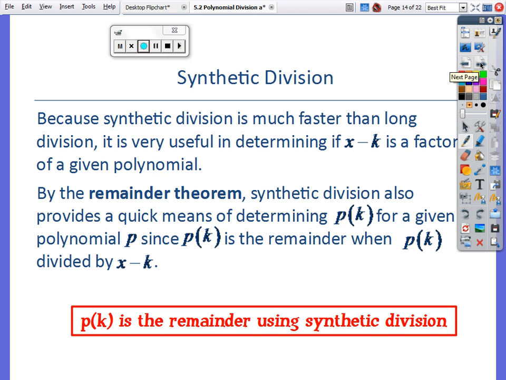Okay, let's move on. Because synthetic division is much faster, it's very useful to determine if something is a factor. So in other words, if I want to know if something's a factor, we can either use the remainder theorem, which is just plugging in our k, and then that will help us determine whether or not the remainder is 0, because that's going to tell us if it's a factor. Or you can simply use synthetic division because it's so fast. Sometimes it's faster than plugging and chugging. And so that's going to be an option for you. And so p of k is the remainder using synthetic division.